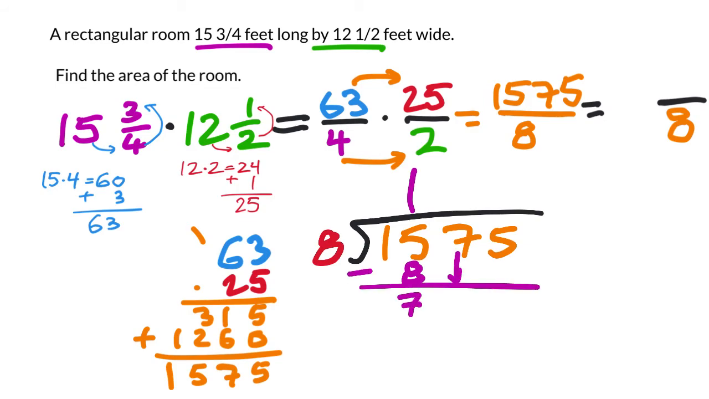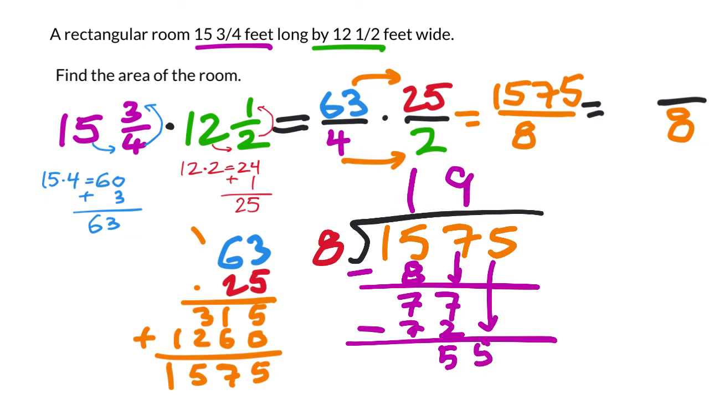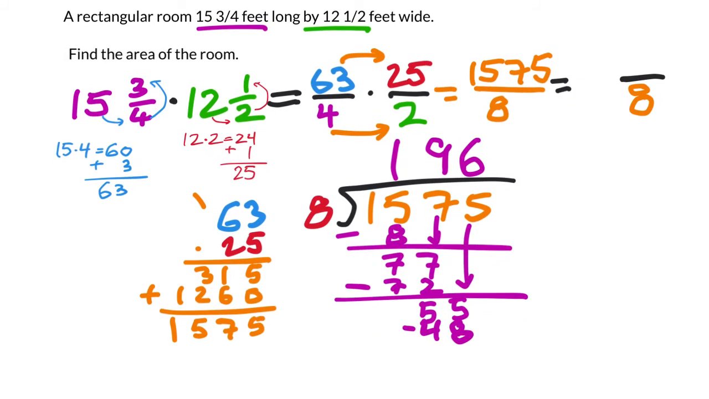8 won't go into 7, but if I drop this 7 to make it 77, 8 will go into 77 9 times. 9 times 8, 72. When I subtract, I'll drop this 5. 7 minus 2 is 5 there as well. Dropping the other 5 makes that 55. And 8 will go into 55. Let's see, not 7 times, 6 times. There we go. 6 times 8 is 48. I'll need a little extra space there. Probably should have written that smaller. But this will be my remainder because I borrow the 1 there from the 5. 15 minus 8, which is 7.